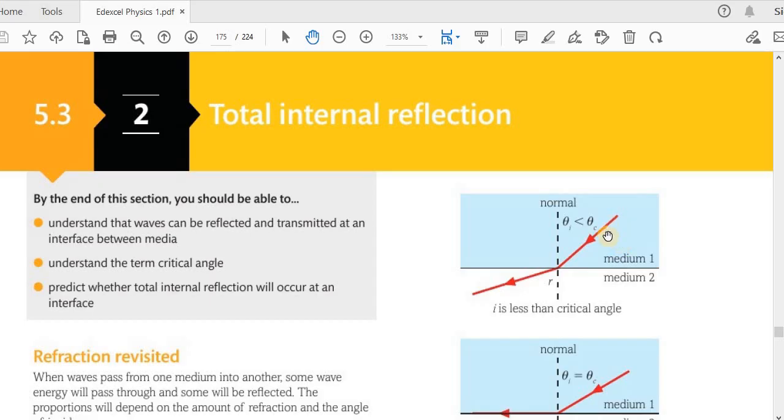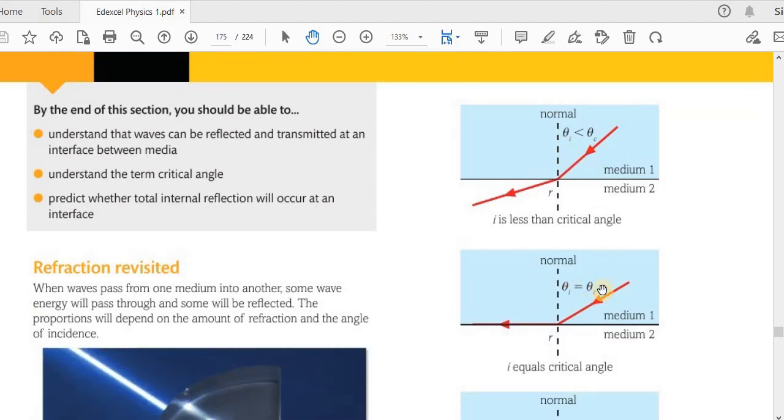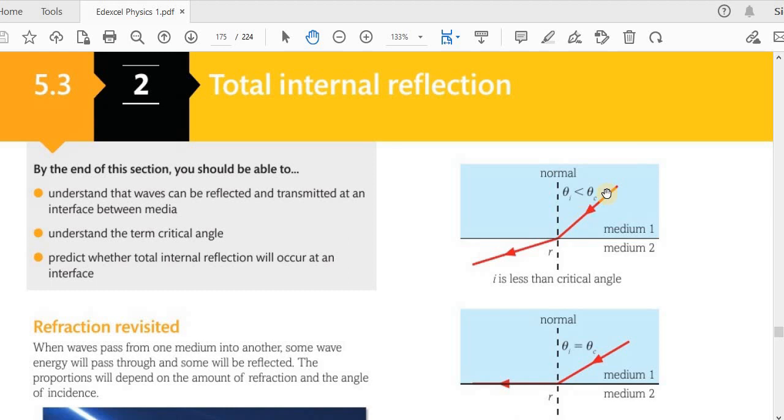Now here we have theta I is less than theta C. Okay, so what is I? I is the angle of incidence. If this angle of incidence is less than the critical angle, okay, what do we mean by the critical angle? When the angle of incidence is equal to the critical angle, like you see here, this is the incident ray and this is the refracted ray.